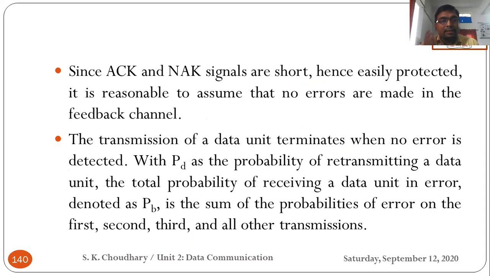ACK and NAK signals are short, hence easily protected, and it is reasonable to assume that no errors are made in the feedback channel, and the transmission of a data unit terminates when no error is detected. But when an error is detected, PD is the probability of retransmitting a data unit. So the total probability of receiving a data unit in error is denoted by PB. That is the summation of PD plus PU, the sum of the probabilities of errors on the first, second, third and all transmissions.